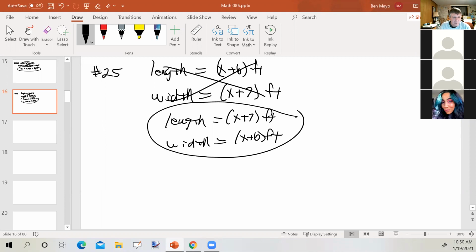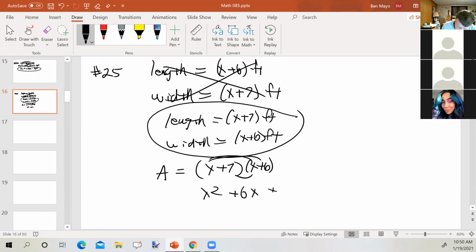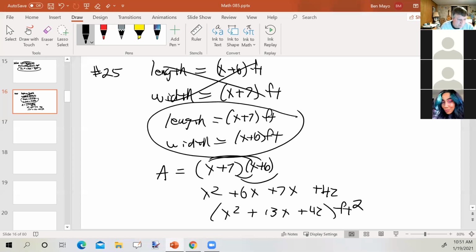But now, one thing that would be the same, it says multiply your answers to find the total area. Regardless of which one is the length and which one is the width, to find the total area, you would multiply them together, okay? Which is going to give you x squared plus 6x plus 7x plus 42, which is x squared plus 13x plus 42, and the units would be square feet. Okay.